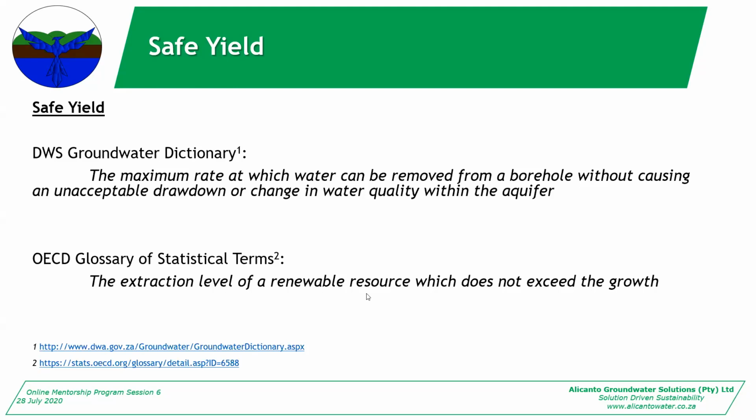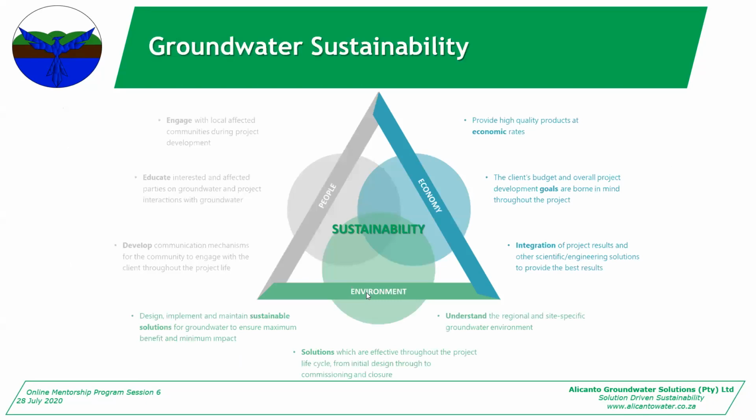But that I don't fully agree with. If you think about sustainability, it is comprised of people, the economy, and the environment. So you need to look at the sustainable yield as something that helps the people and the economy. So it has economic and social benefits, but does not negatively impact the groundwater environment or the surrounding environments. Does that make sense? The 3 pillars of sustainability.